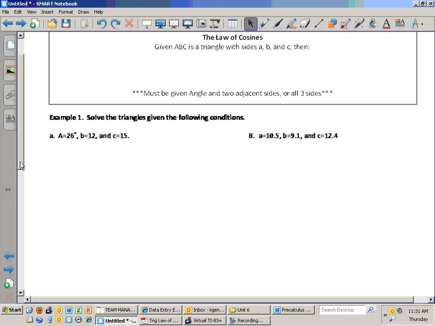Law of cosines, we're not going to write it down because you already have it on your sheet. So let's write down the triangle right now. It says solve the triangles given the following conditions. I sketch a triangle. A, B, and C. A is 26 degrees, B is 12, C is 15.